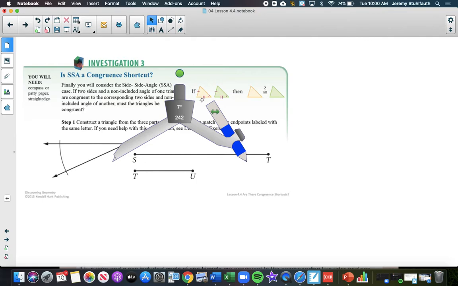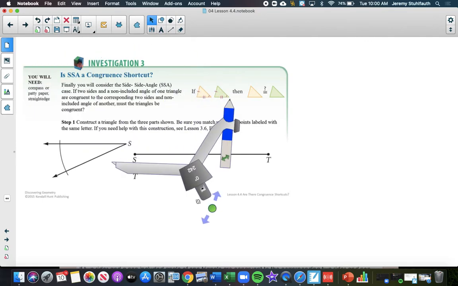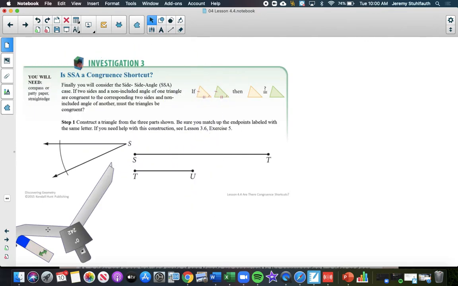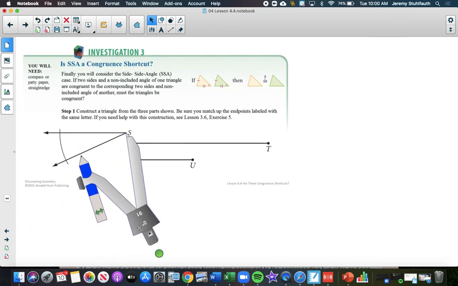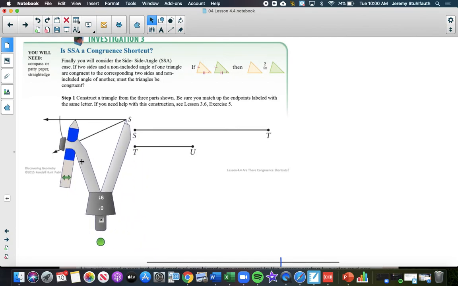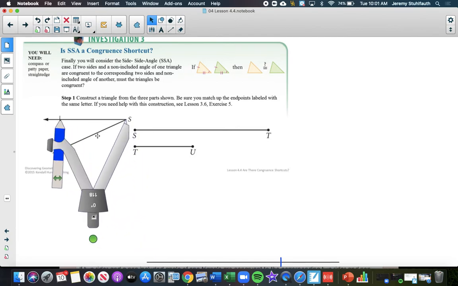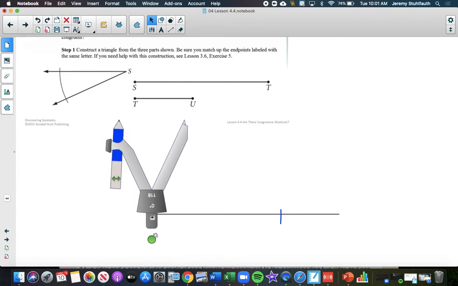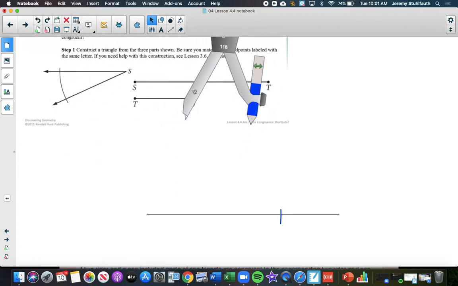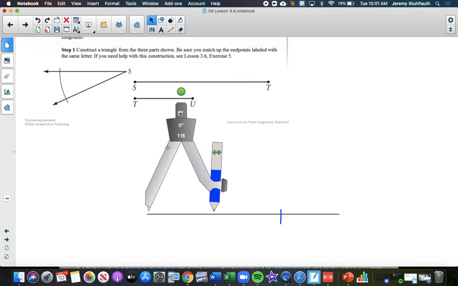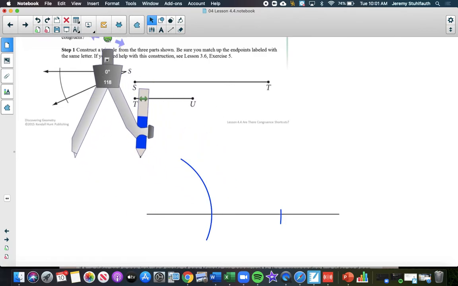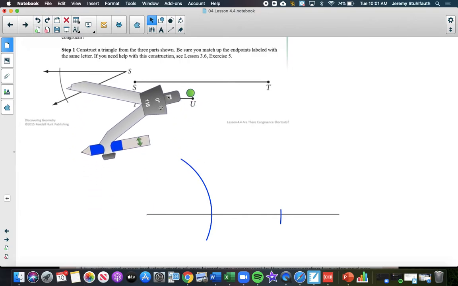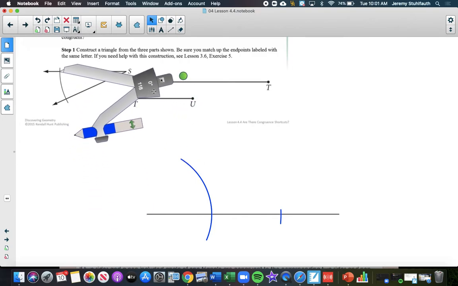So if we want to create angle S, we will flip that over there. No, flip it back over there. We will adjust this, put our pointy end of our compass right there, adjust that like so. There we go. So we're going to bring our compass over here and rotate it. We're going to create angle S at endpoint S, so right there. There we go. And then we got to adjust our compass so that it is the correct length of that arc, like so.